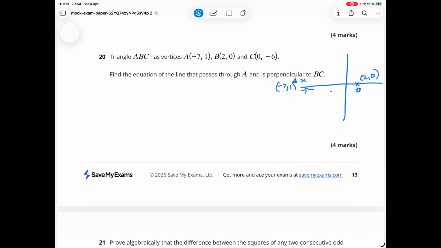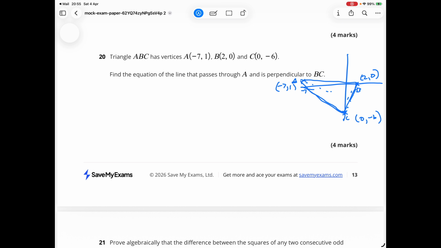I haven't even looked at what the question is yet. And C is 0, minus 6. So that's there, that's C. That's our triangle, it's not perfect, but that'll do. Find the equation of the line that passes through A and is perpendicular to BC.